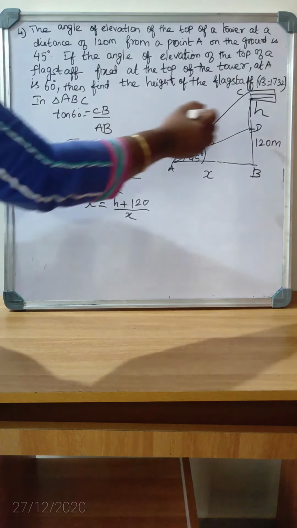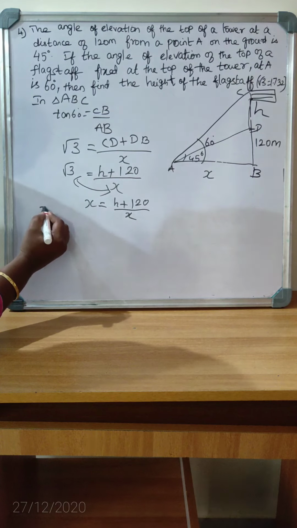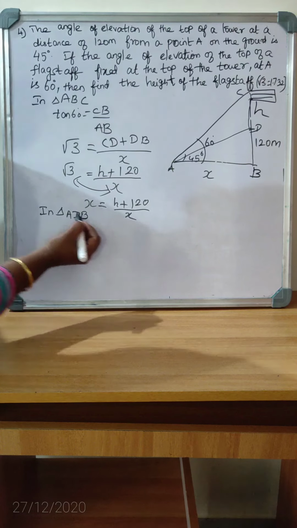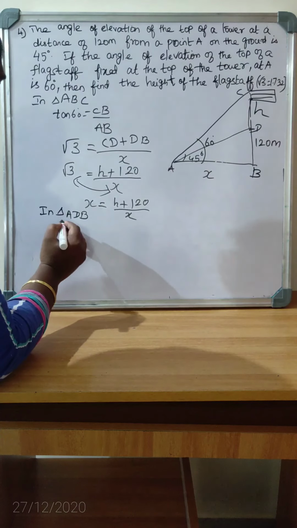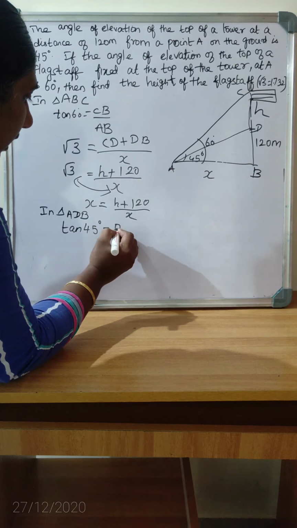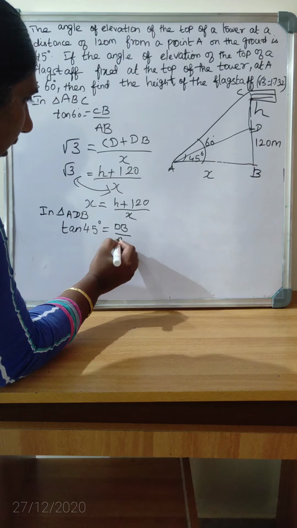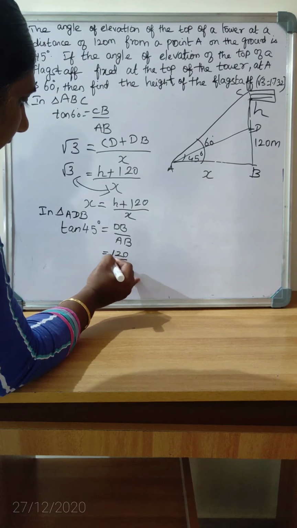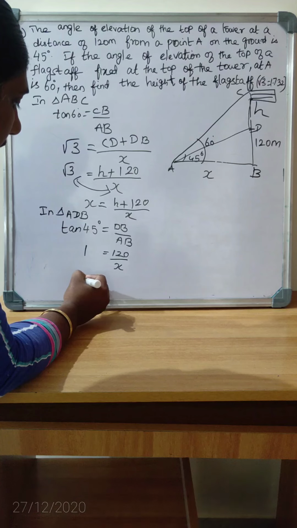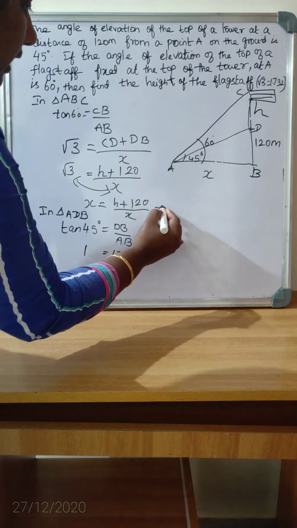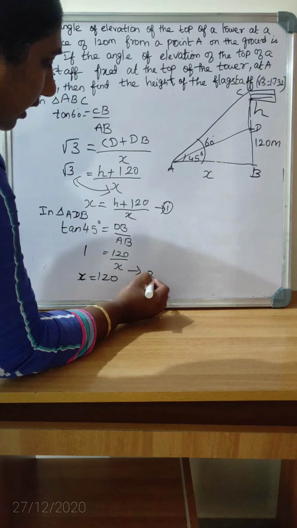Now we are going to take the smaller triangle. So in triangle ADB, tan 45 degree equal to DB, that is opposite, by adjacent, that is AB, and DB already we know it's 120, and AB we have taken as x. Tan 45 is 1, so x equal to 120. So this is equation 1 and this is equation 2.